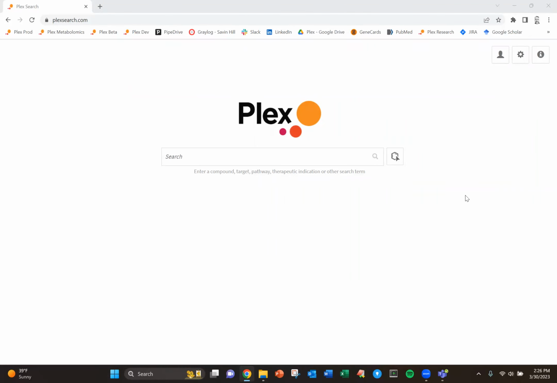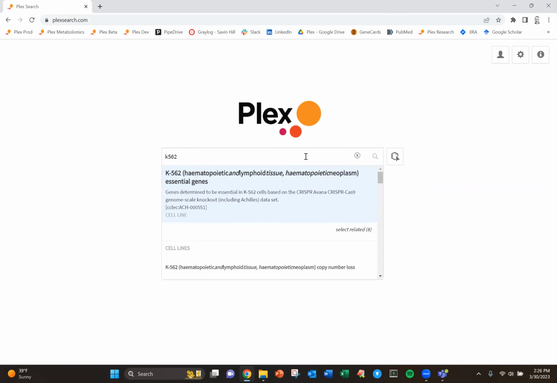I'm the founder and CEO of Plex Research, and today I'm going to walk through using Plex for precision oncology applications. We're going to do this with a very simple example. We're going to start off with a single cell line, K562, which is a CML cell line. This is a Philadelphia chromosome positive, BCR-ABL positive cell line.